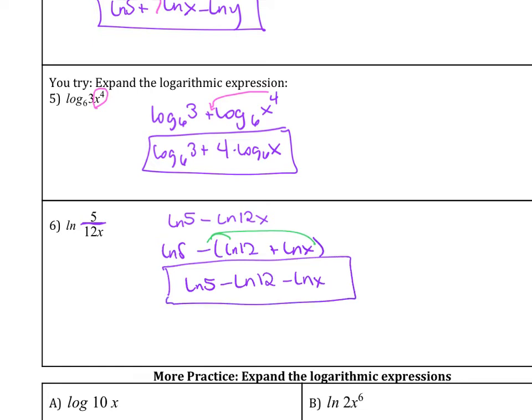So the reason why that is, again, if you look at it, the negatives tell me it is in the denominator. The 12 and the x is in the denominator, which is true here. The 5 is in the numerator.